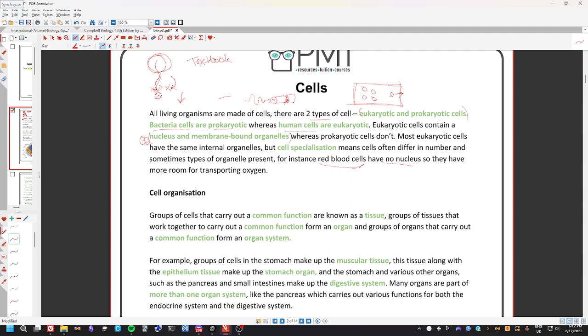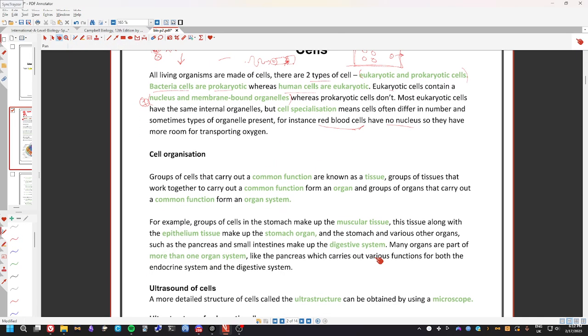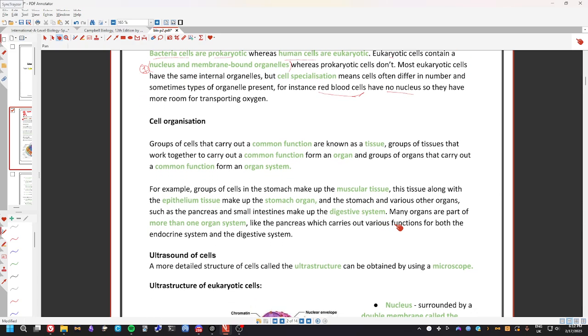So although they can have mostly the same internal organelles, different specialization will lead to them having sometimes a different number of organelles, and sometimes even different types of organelles present.